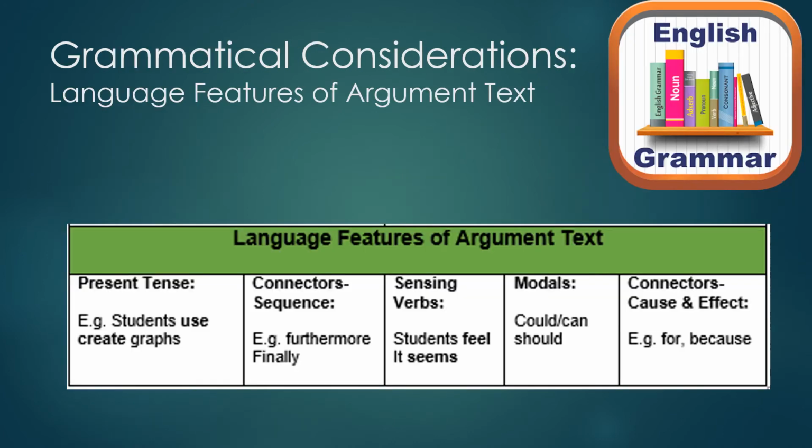Woven throughout this learning sequence, we might talk about language features or grammatical considerations. In persuasive text, we tend to use present tense. We have certain connectors, sequence ones in particular. We often use sensing verbs like seems or feel. Modals like could, can, and should. And we often use cause and effect connectors as well. These lessons can be woven in throughout.